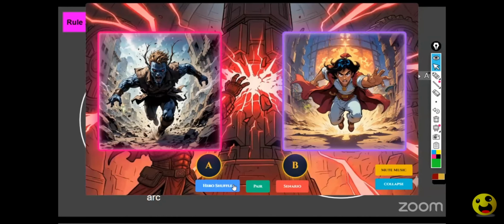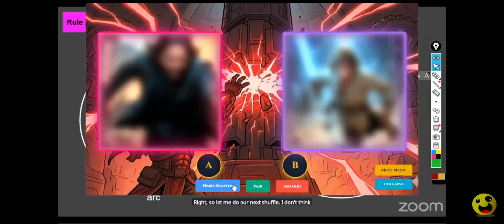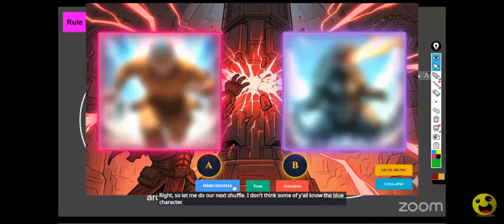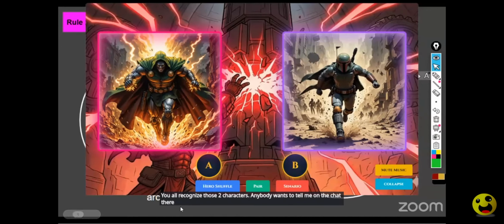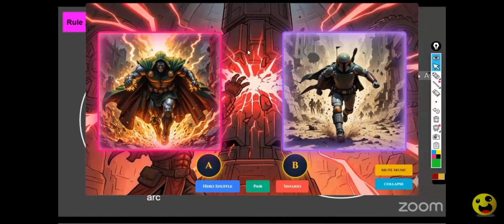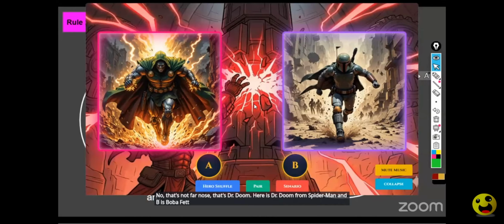Right. So let me do our next shuffle. I don't think some of y'all know the blue character there. All right, this is much better. There are 2 characters on the screen there. Y'all recognize those 2 characters? Anybody wants to tell me on the chat, who are those 2 characters? Character A is who? No, that's not Thanos. That's Dr. Doom. A is Dr. Doom from Spider-Man, and B is Boba Fett from Star Wars.